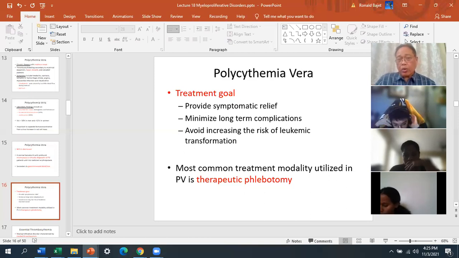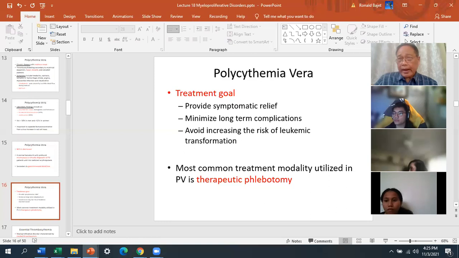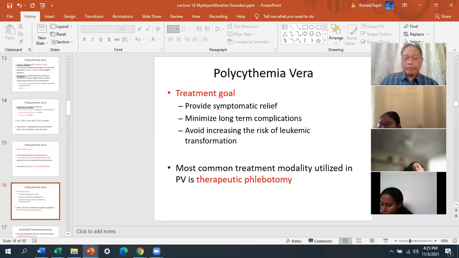You guys know what they used to do before they did therapeutic phlebotomy to remove blood? Was it leeches? Right, they did the leeches. Okay, so they give the patient leeches. They let the leeches do what they're supposed to do, remove the blood, and that's supposed to cure the patient of this disorder. So for polycythemia, the treatment is therapeutic phlebotomy.